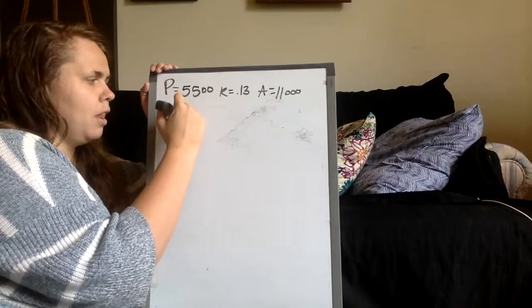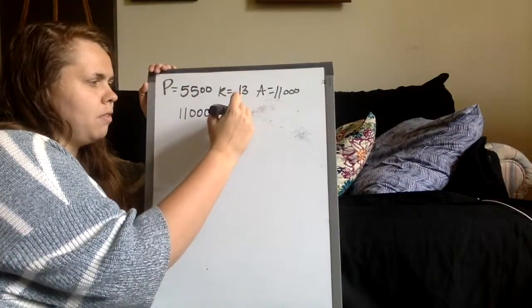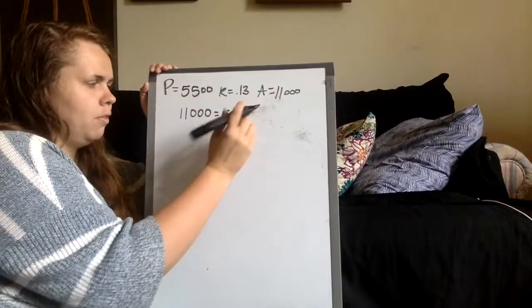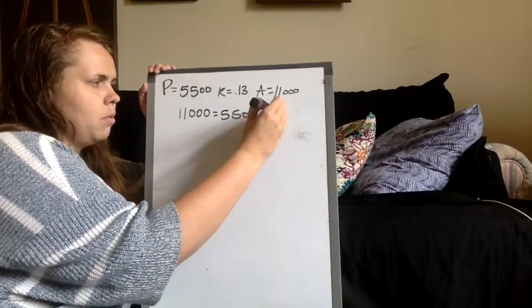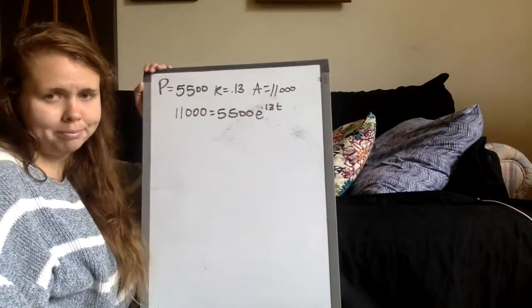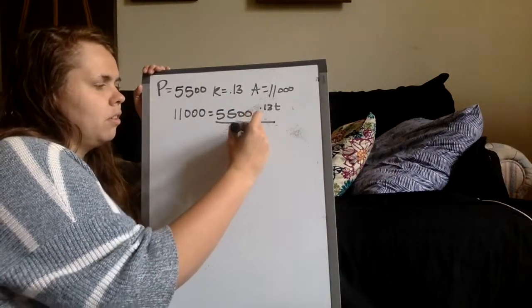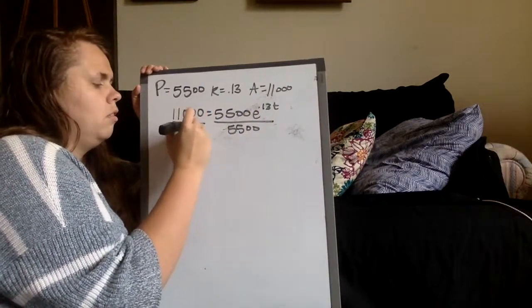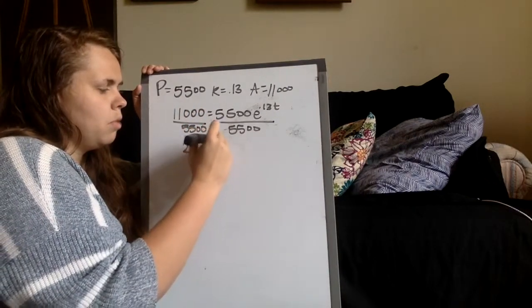We have 11,000 equals 5,500 times e to the 0.13t. So we're looking for something that's in our power. So first things first, we need to divide both sides by 5,500. When we do, we get 2 equals e to the 0.13t.